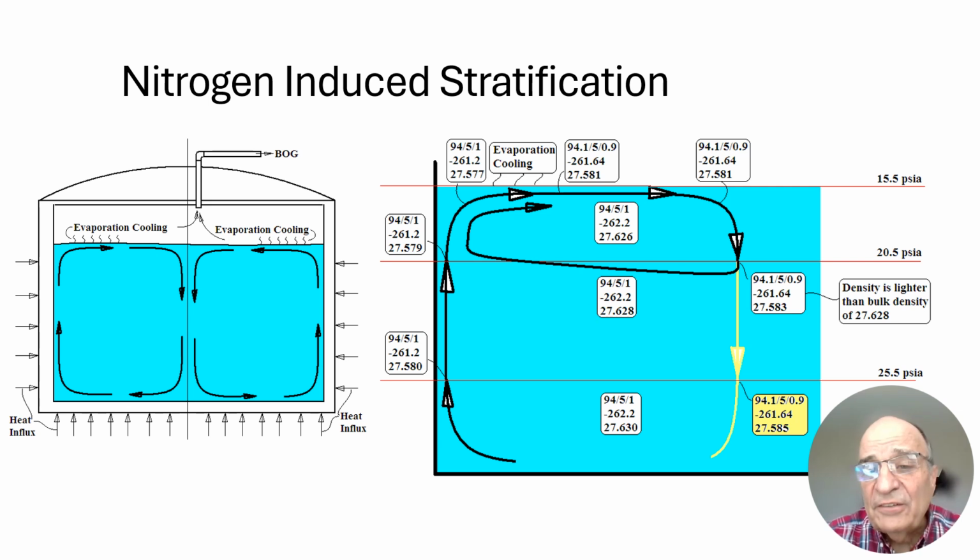So instead of it dropping to the bottom, look at this density here. It's 27.581, and what's in the tank is 27.626. It does not want to drop to the bottom, and it starts recirculating within itself. As it recirculates within itself, it again evaporates more nitrogen off and becomes even less dense than the bulk density. And then you'll see over a period of time, you get a separation of two layers of LNG.